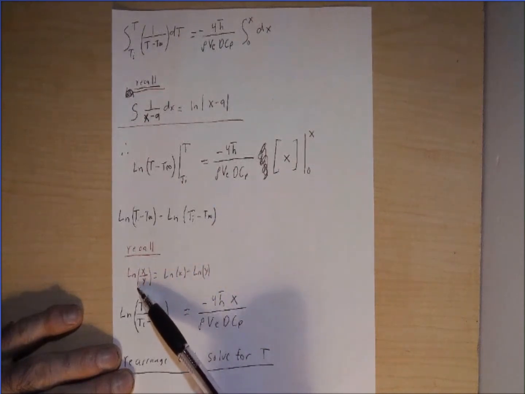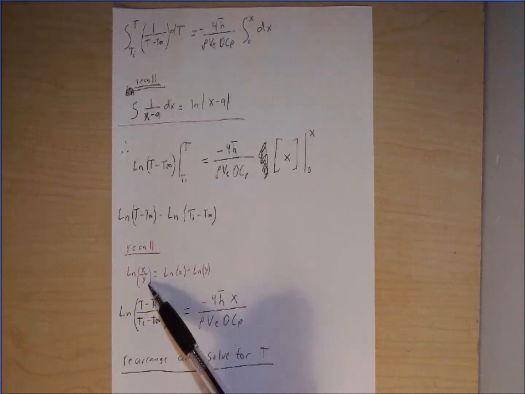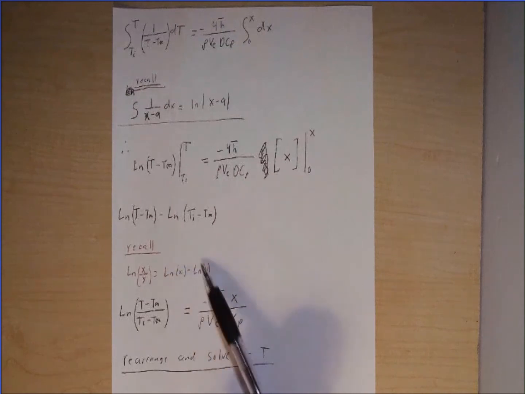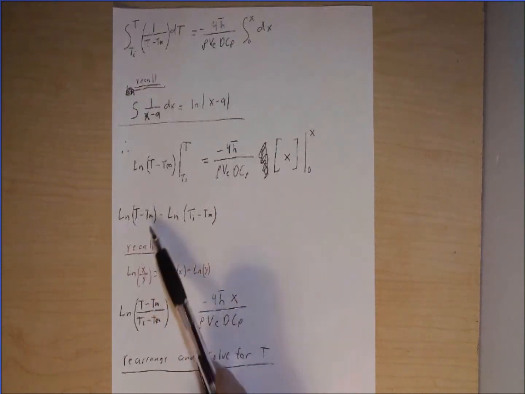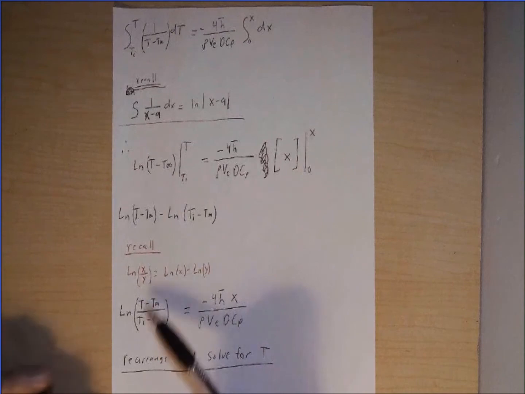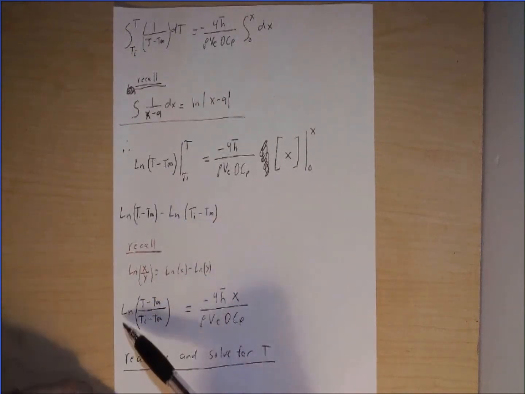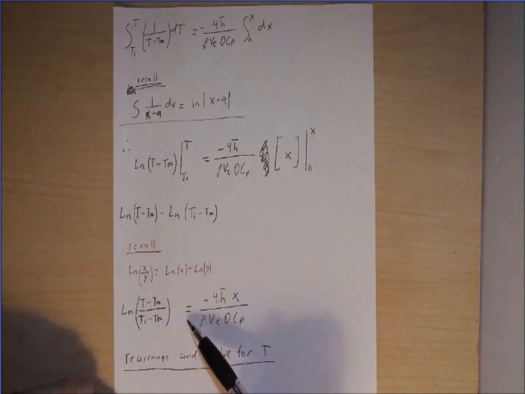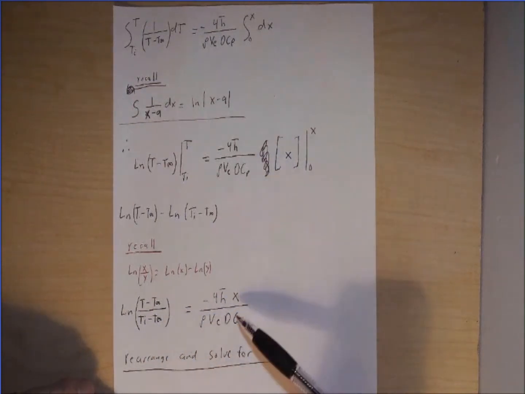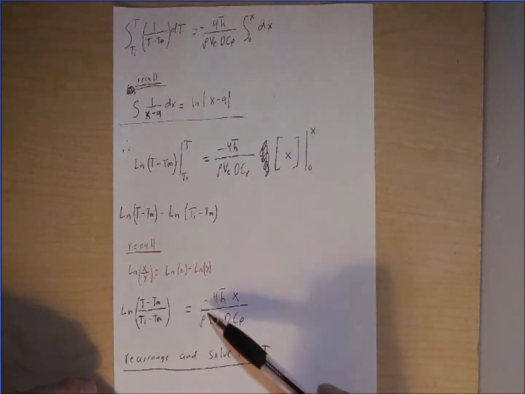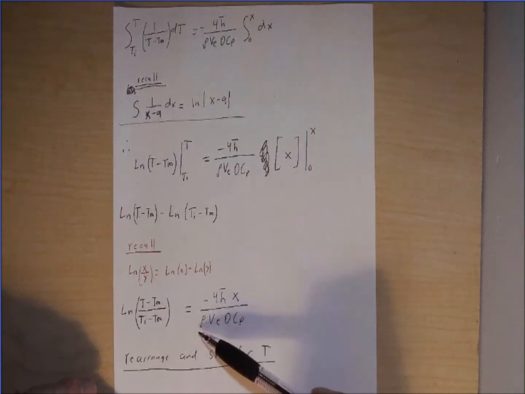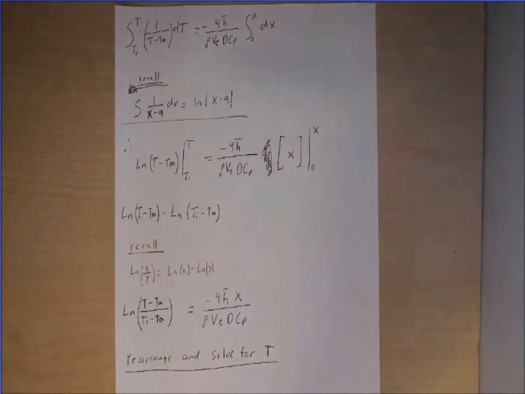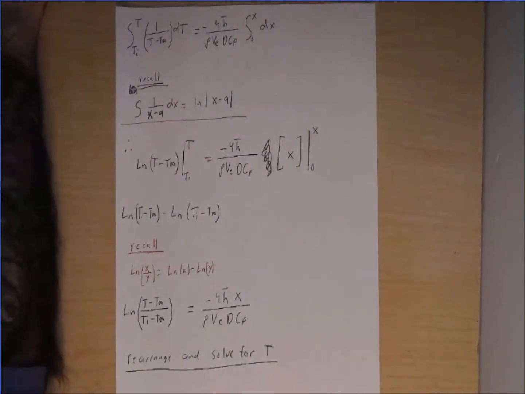Now we can recall that if you take the natural log of x over y, you get the natural log of x minus the natural log of y. So we can work backwards and put this into the left-hand side, and the relationship above becomes the natural log of T minus T infinity over T_i minus T infinity, equal to the right-hand side of our equation, where we have the x we just put up here: negative 4 h bar x divided by rho V_E d C_p. The next step is to rearrange and solve for T.